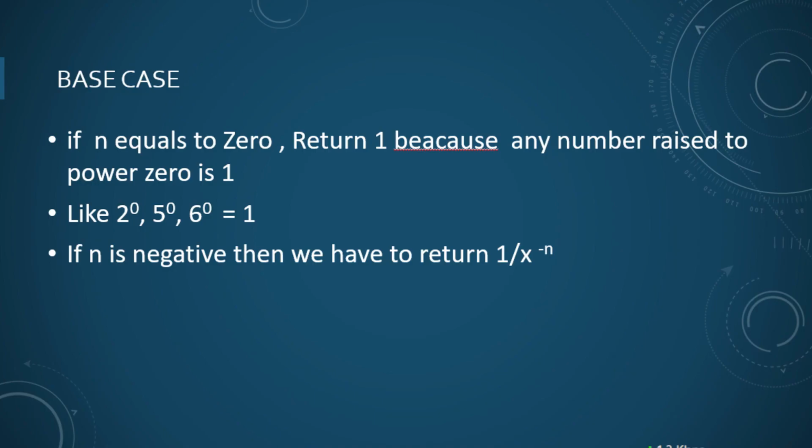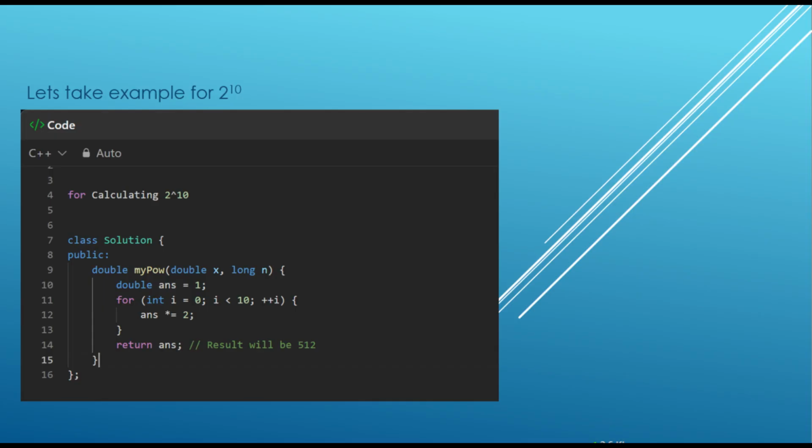For the base case, if n equals 0, then return 1, because any number raised to the power of 0 is 1. Let's take the example of 2 to the power 10. Start with the brute force approach. Let's say the result starts at 1, and then we multiply it by 2 a total of 10 times. And finally, return the result, which will be 1024.